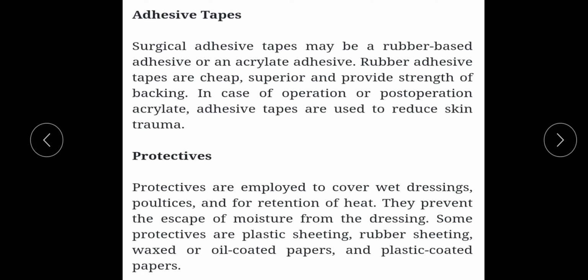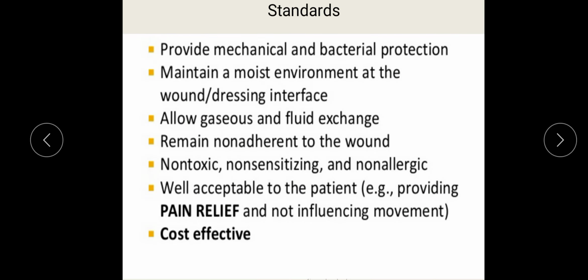Whenever the wet dressing is with blood or something, a fresh accident or surgery is going on, then poultice and for retention of heat, they prevent the escape of moisture from the dressing, right? Some protectives are plastic sheetings, rubber sheetings, wax or oil coated papers, and plastic coated papers. The second thing, standards.